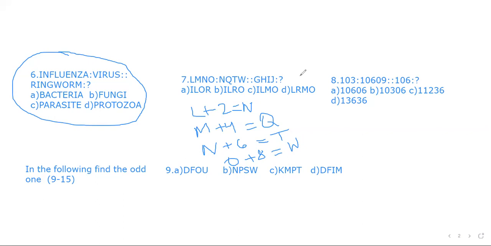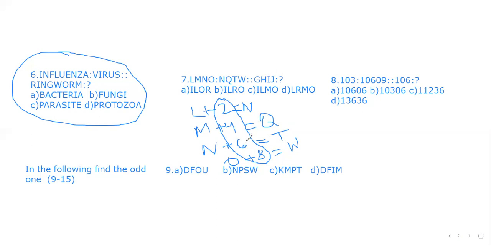Similarly here, G plus 2 is how much? Next H plus 4 is how much? I plus 6 is how much? Means the rule is this. This is the even numbers. Similarly, what is G plus 2? G plus 2 will be I, correct? Next, H, what is plus 4? H, I, J, K, L. L will be the plus 4 of H. So I, L.